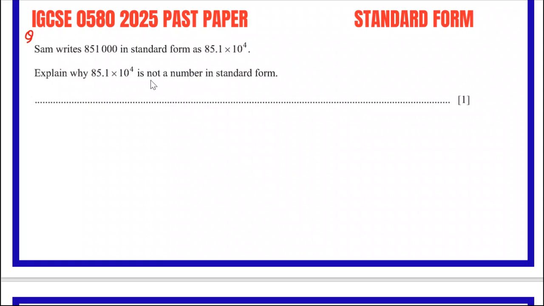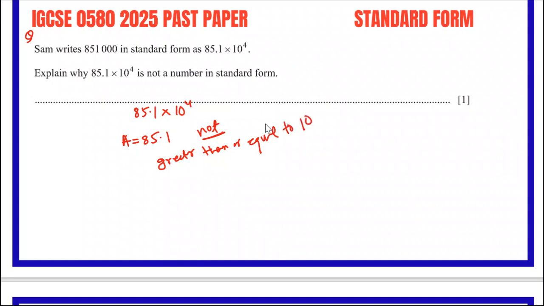So in this expression, 851,000 in standard form, if you write it, we get 85.1 times 10 to the power of 4. The value of a here is 85.1. This number is not in standard form because 85.1 is greater than or equal to 10. To be correct in standard form, the first number must be between 1 and 10.